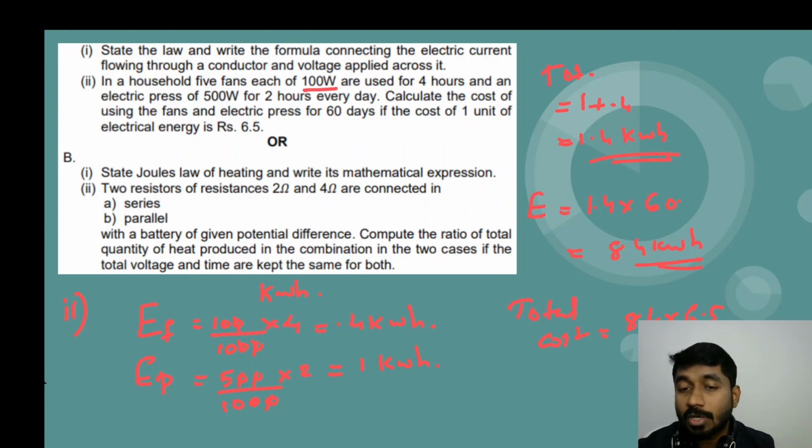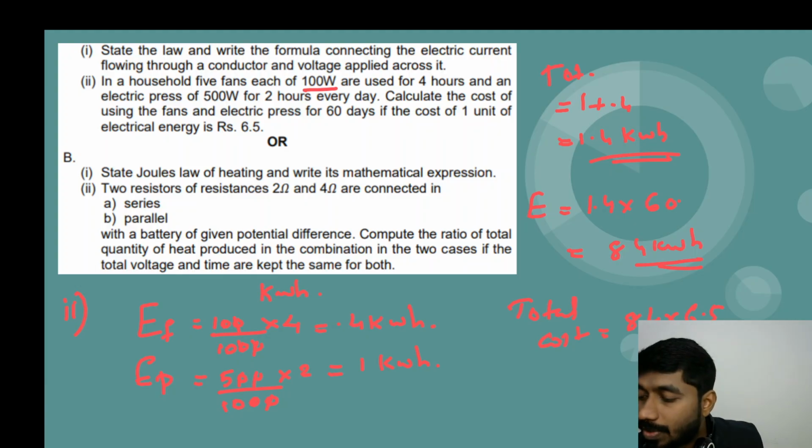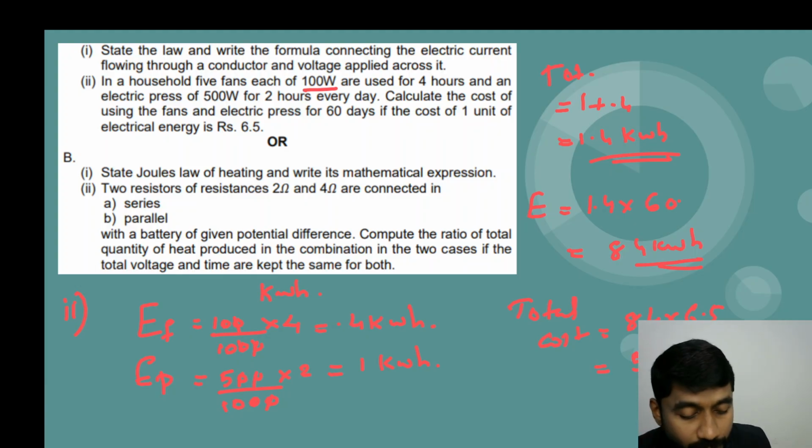Just multiply the total kilowatt hour in 60 days with the amount for 1 unit. You will get the answer 546. So the answer you will get is 546 rupees. Understood? This is how you can do the question.